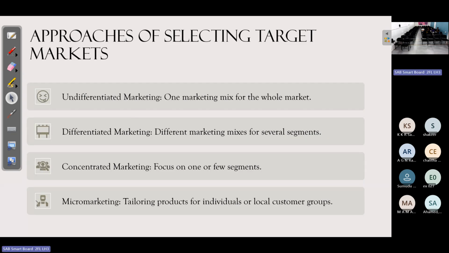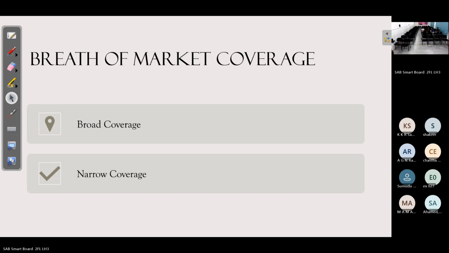Then this is also the same as what we discussed in the first slide. It is the same. Here undifferentiated means mass marketing, differentiated means segment, concentrated means niche and micro market. Same slide. Then you can note down this one, breadth of market coverage.